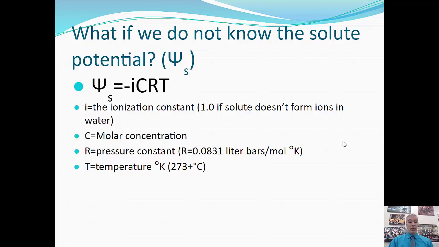There's the pressure constant, which is just the constant that is measured. It's 0.0831 liter bars per mole degrees Kelvin, and then temperature in Kelvin. You have to put temperature in Kelvin because how quick the molecules are moving affects this as well. Remember, you take the degrees Celsius plus 273 for that.